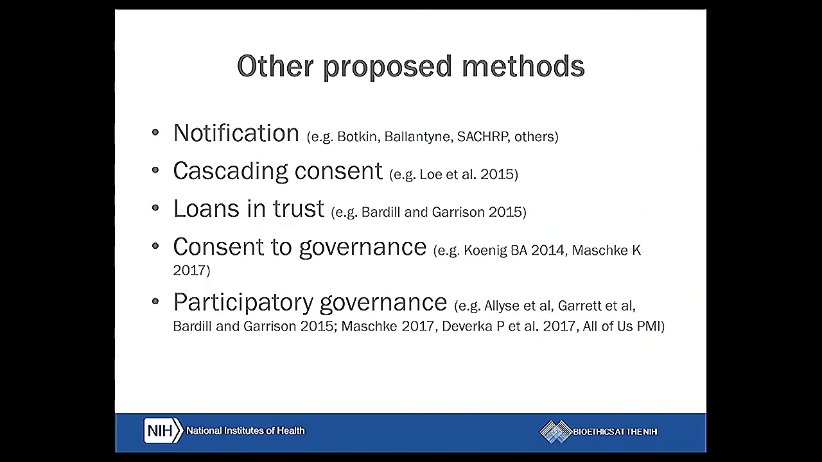Some people have argued for something called consent to governance, which is just you give consent to use my data and research specimens, but there is a body of governance that oversees how it's done and pays careful attention to things that we care about. And then there's a lot of people who have written about participatory governance, which is different in the following way, and that is that the sources, the donors, are part of the governance structure in a number of ways, whereas in consent to governance, they're not.